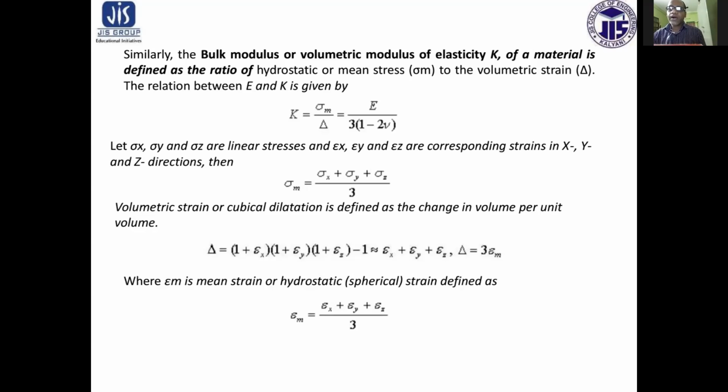Similarly, the bulk modulus or volumetric modulus of elasticity K of a material is defined as the ratio of hydrostatic or mean stress to the volumetric strain, and the relationship between E and K is given by K, the bulk modulus, equal to E by 3 times 1 minus 2 nu.